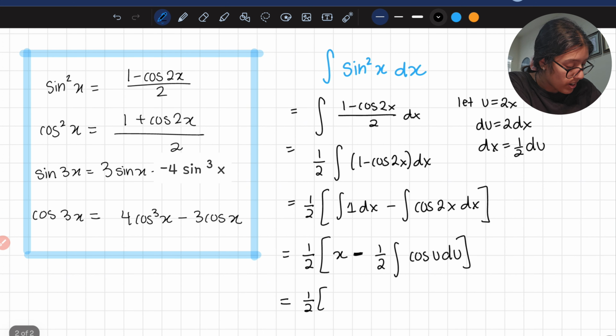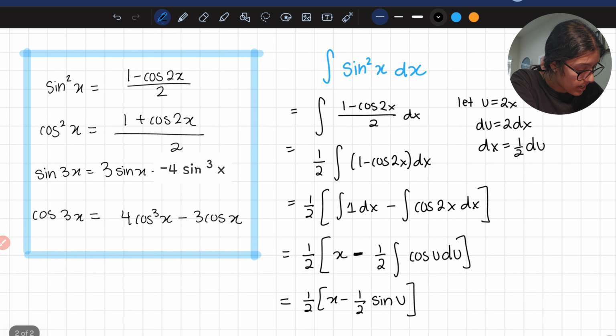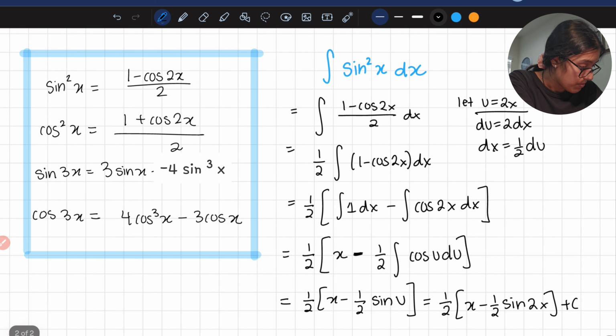Carrying on, we have 1/2 x minus the integral of cos u, which is going to be 1/2 sine u. And now let's close that. But once again, we can't have our answer in terms of u. We have to change it back to x. So let's substitute that: 1/2 x minus 1/4 sine 2x plus c.